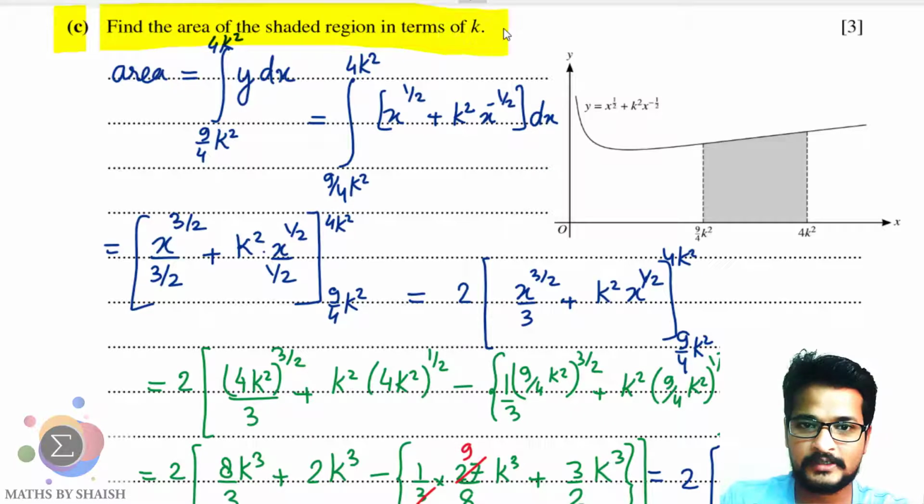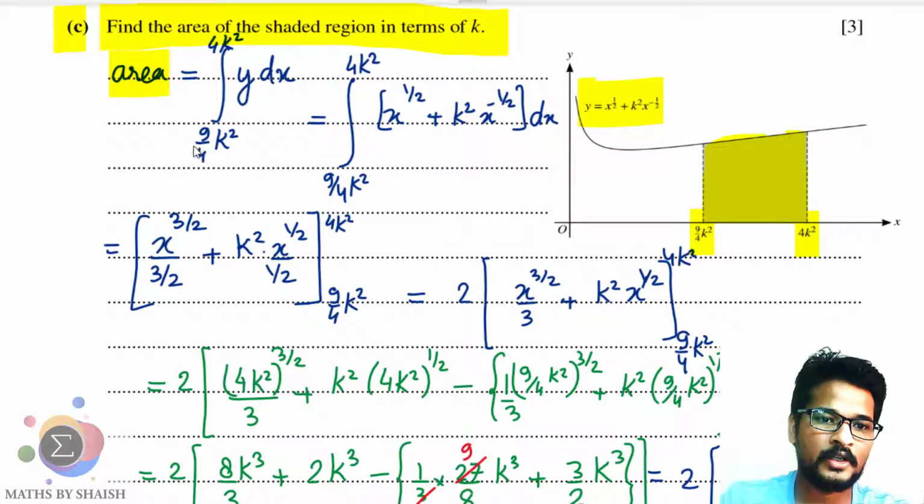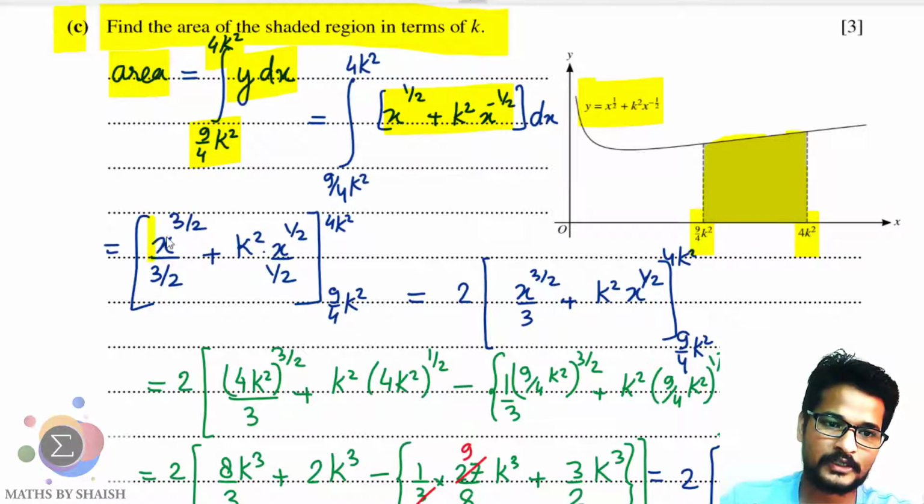Find the area of the shaded region in terms of k. So we know we are going to get the area by integrating the curve, and it is the easiest one because we have both the limits of the integration, 9 by 4k square to 4k square, and we have this curve equation as well. So area is going to be from 9 by 4k square to 4k square of y dx. So putting y here, and then x to the power half, so x to the power half plus 1, 3 by 2, divide by 3 by 2, plus k square constant, x to the power minus half plus 1 is plus half, divide by plus half.